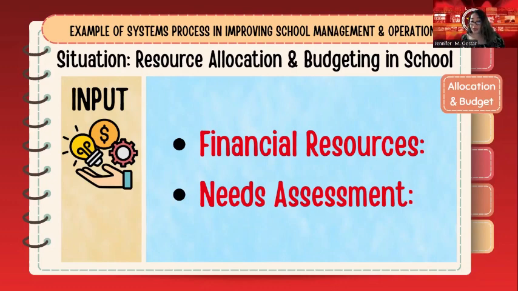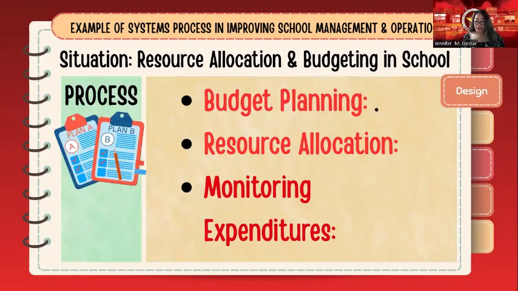What needs to be prioritized? For our process of resource allocation and budgeting in school, we can conduct budget planning, developing a comprehensive budget based on the school's strategic goals and priorities. We can have the resource allocation, distributing funds to different departments based on their needs and the school's priorities. And another, monitoring expenditures, tracking expenditures to ensure they align with the budget and making adjustments as needed.